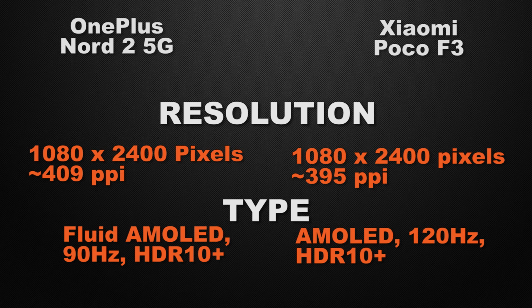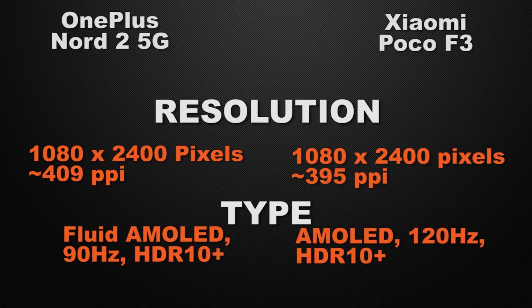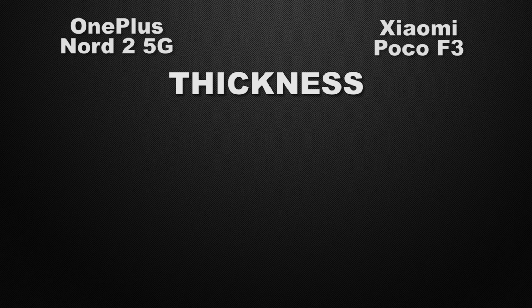So the winner here is F3 because it has a 120 Hz refresh rate, which makes transitions smoother. Moving to the body features of the devices, let's start with the thickness. Nord 2 has 8.3 mm of thickness, whereas F3 has 7.8 mm of thickness. So the winner here is F3 because it has a slimmer body.